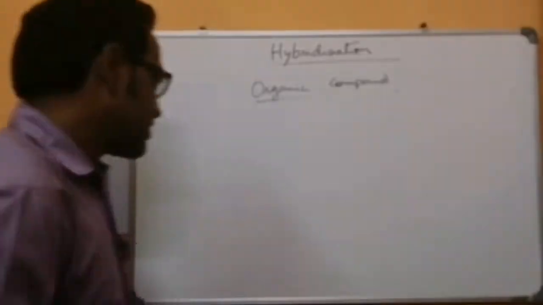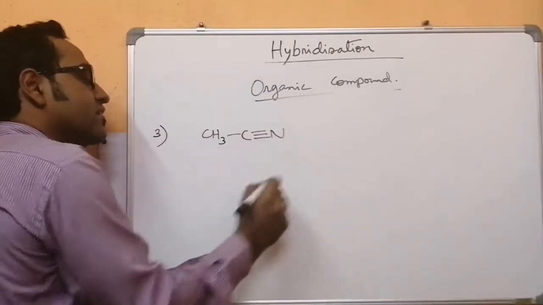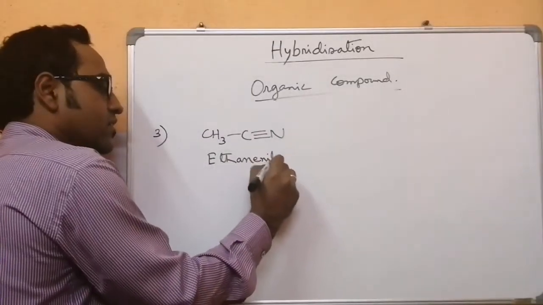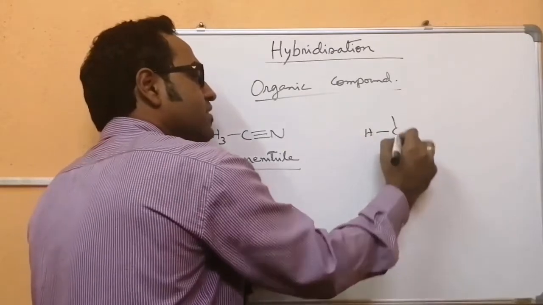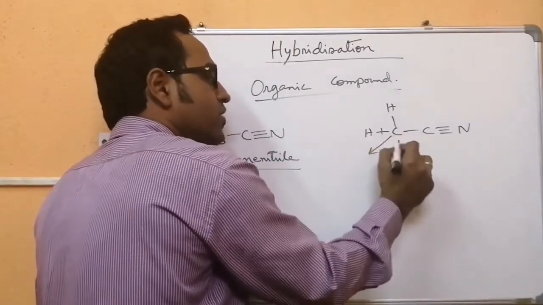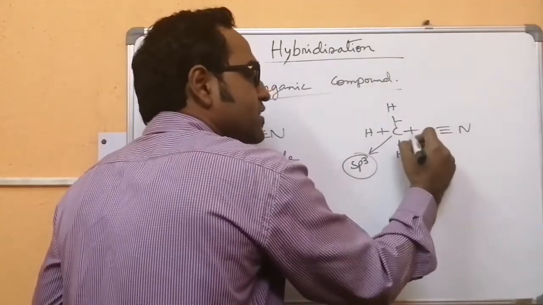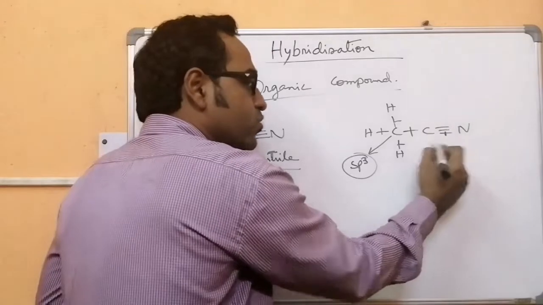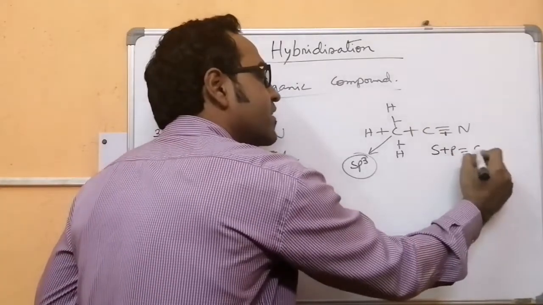Now our third molecule is CH3 C triple bond N. This is called ethane nitrile. So again we have to write the structure like this. Now this we know by now: 1, 2, 3, 4. So it is sp3. And this carbon is forming 1 sigma bond and 2 sigma bond, because in a multiple bond 1 is sigma, the rest are pi. So it is forming only 2 sigma, and to form 2 sigma we need 2 orbitals, that is s plus p, and that is sp.